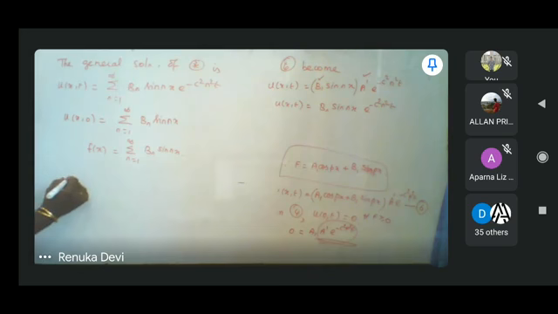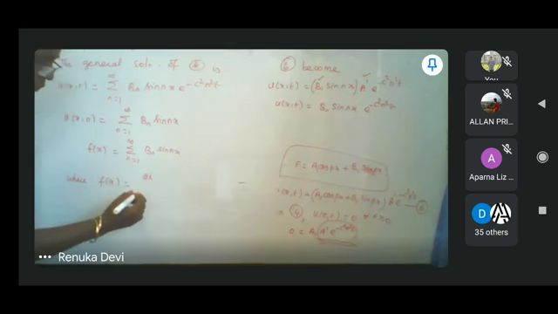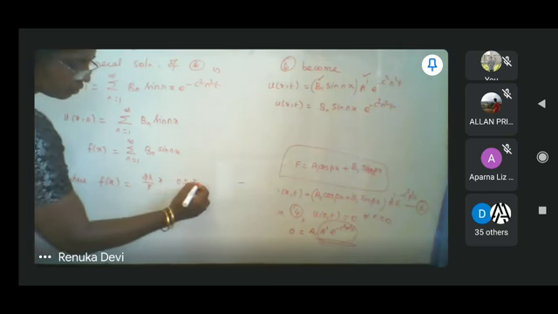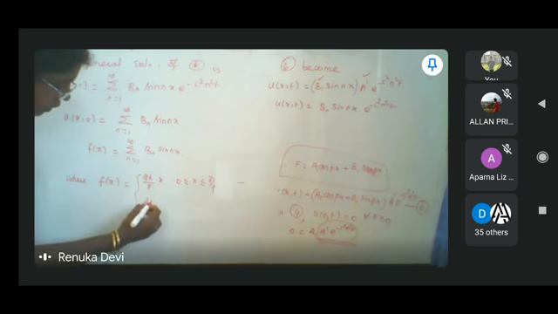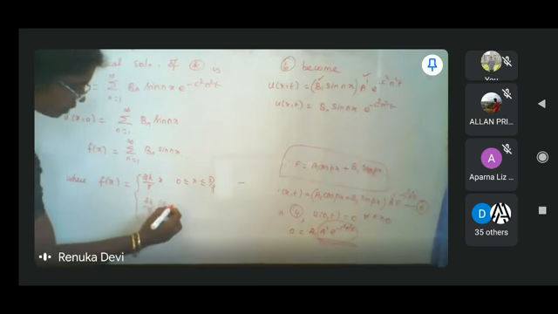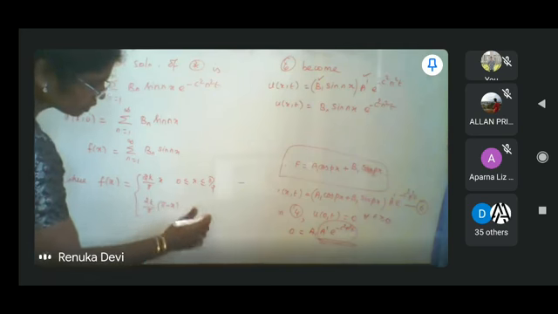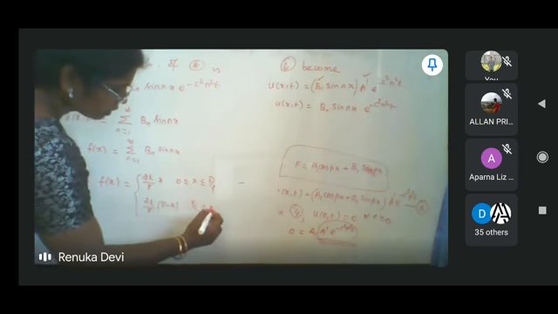Where, what is your f of x? Where f of x equal to 2k by pi into x, for 0 less than or equal to x less than or equal to pi by 2, and 2k by pi into pi minus x, for pi by 2 less than or equal to x less than or equal to pi.